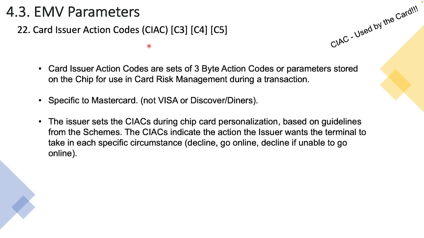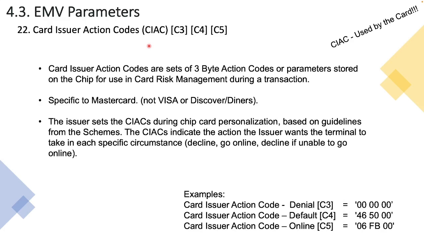Right, so the issuer sets the card issuer action codes during chip card personalization, obviously based on guidelines of the schemes. These CIACs, as we refer to them, indicate the action that the issuer wants the terminal to take in each specific circumstance. So decline. When I say terminal, remember, this is used by the card itself, but because the card has the final say in an EMV transaction, the card decision once made, the terminal will have to abide by it.